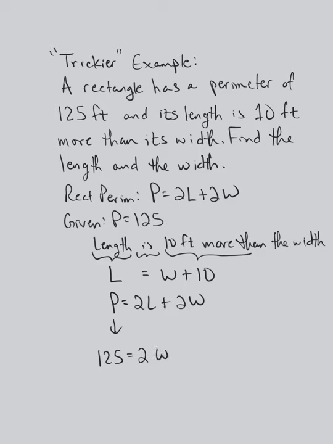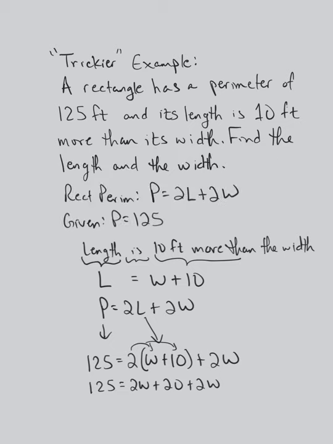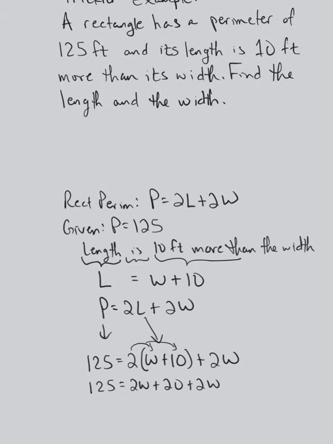Just be careful. Writing this will lead you astray, because 2 is being multiplied by the entire length. And so I need to make sure and include parentheses around that. And then I get plus 2W. All right, and those parentheses will remind you that you need to distribute there. Now we have an equation that we can solve. So we get 125 is equal to 2W plus 20 plus 2W. All right, and I'm going to run out of room here, so I'm going to move things up. There we go.